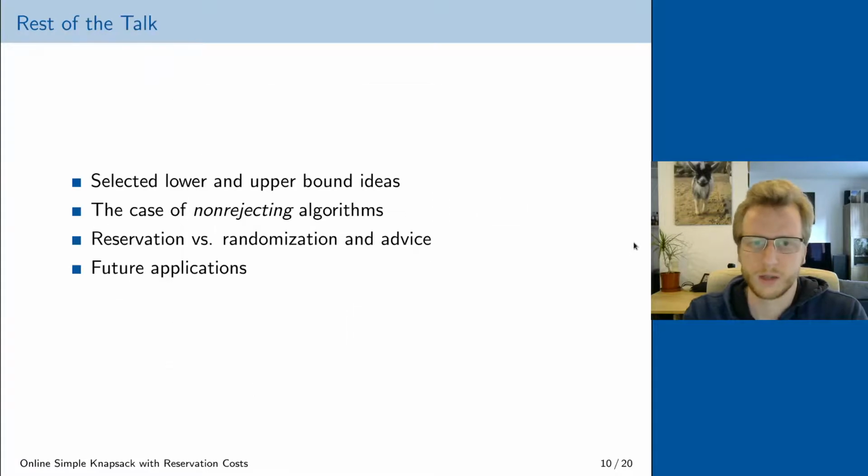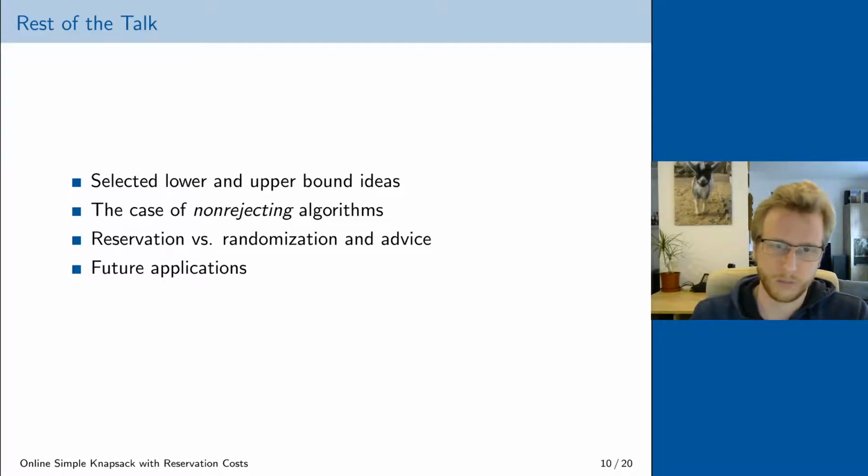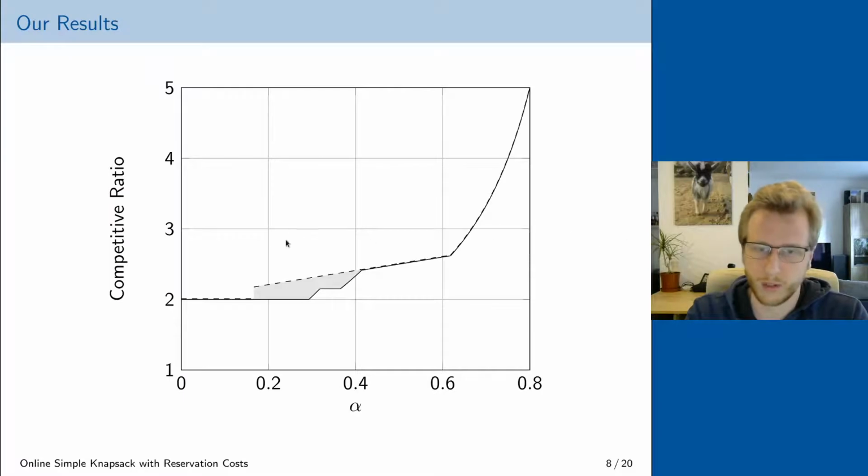All right, so for the structure of the rest of the talk, I want to first introduce one lower and one upper bound to you. The first one will handle this area between 0 and 1/6. So basically answer the question, why is this lower bounded by a factor of 2? And the upper bound will deal with the area between 0 and the golden ratio minus 1 and will show an algorithm that is 2 plus alpha competitive, so linearly competitive.